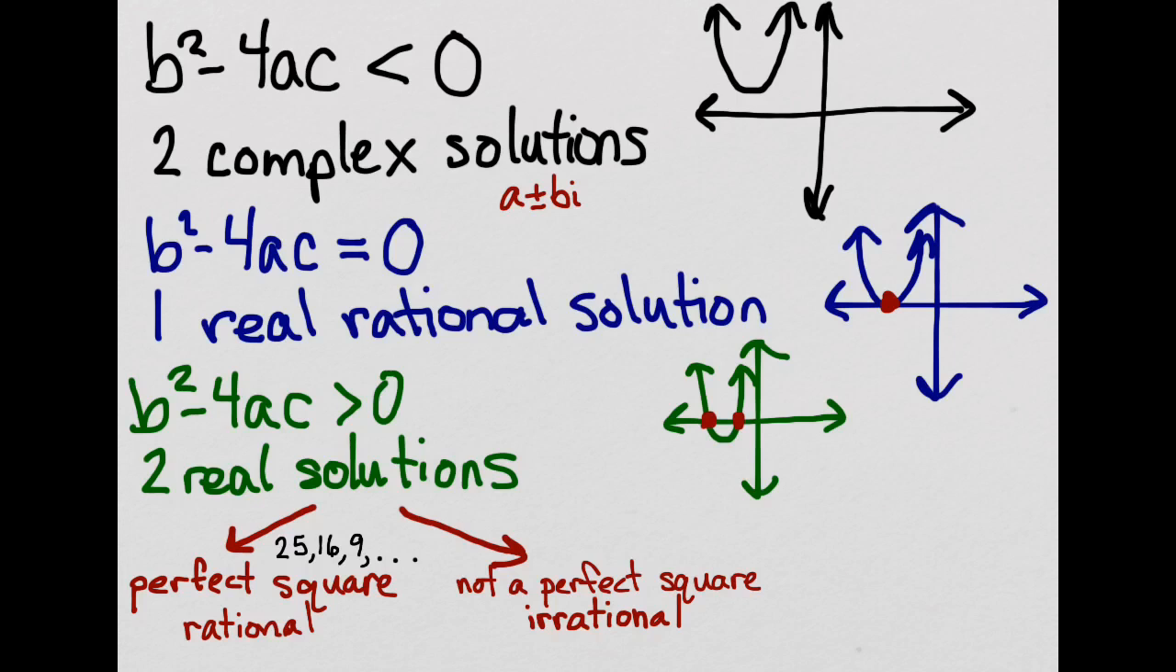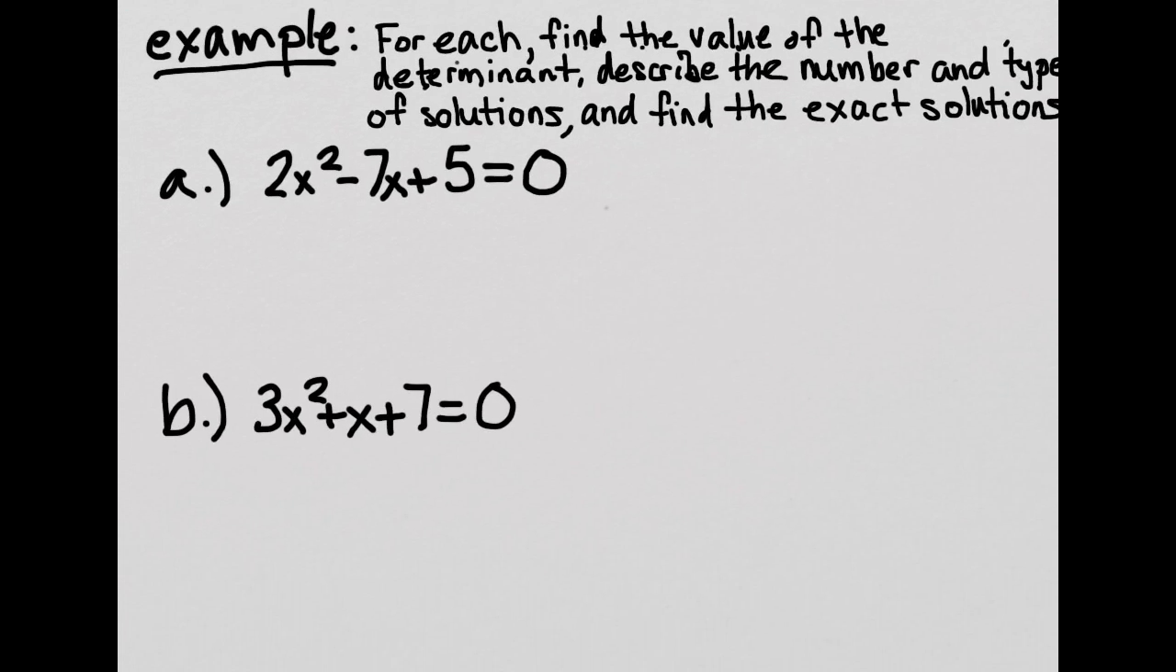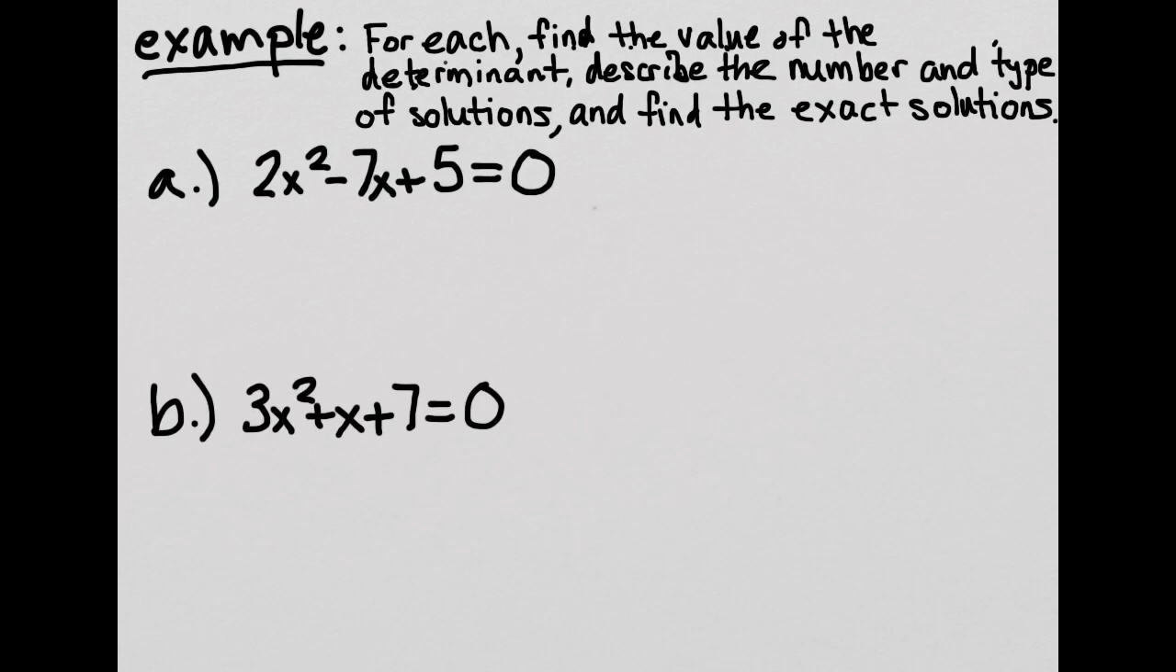Okay, so let's do an example or two. This is similar to what you'll see in the book. For each of these, we want to find the value of the discriminant, use that to describe the number and type of solutions, and then find those exact solutions.